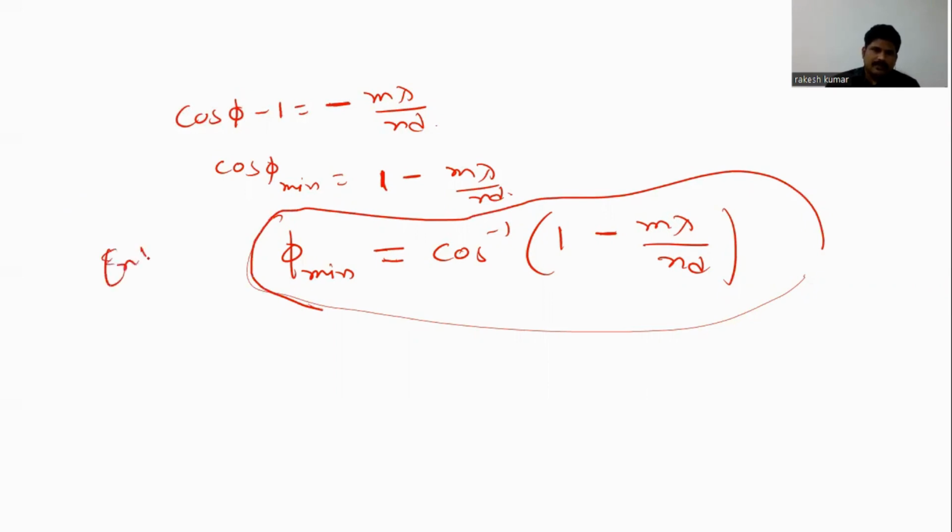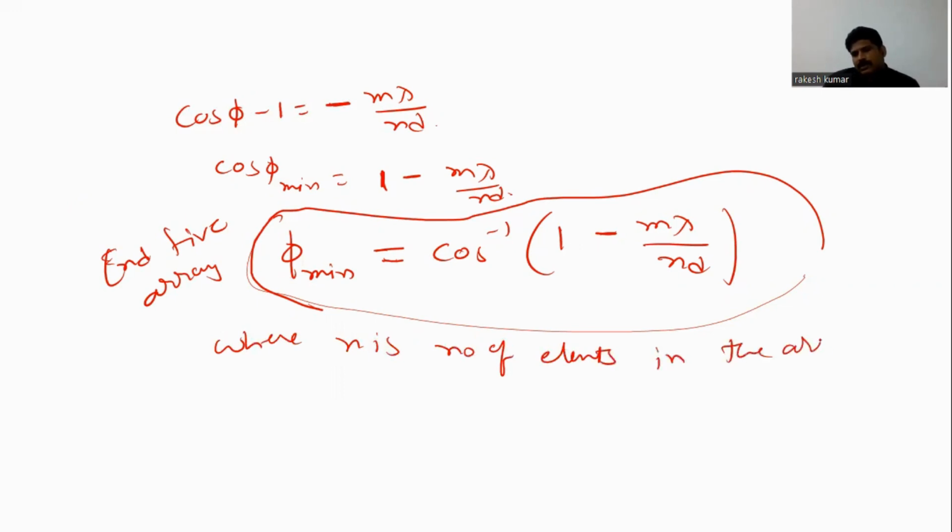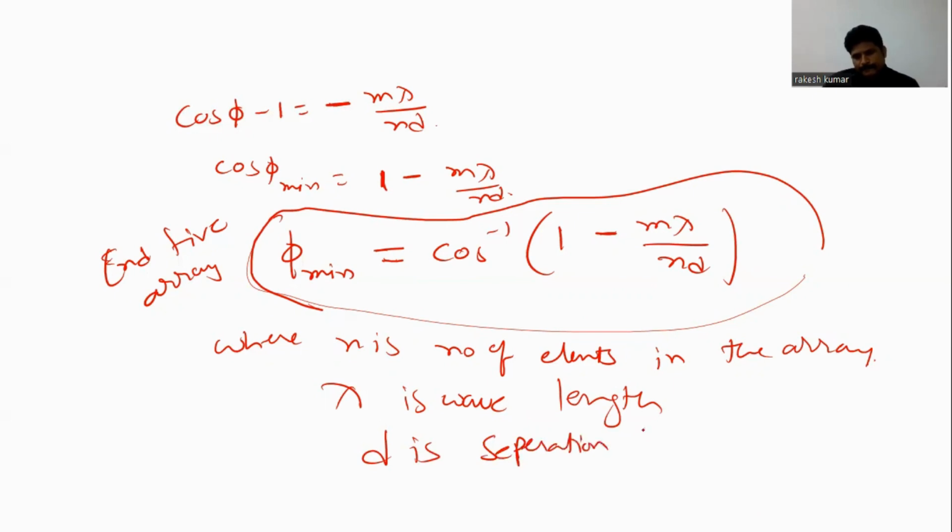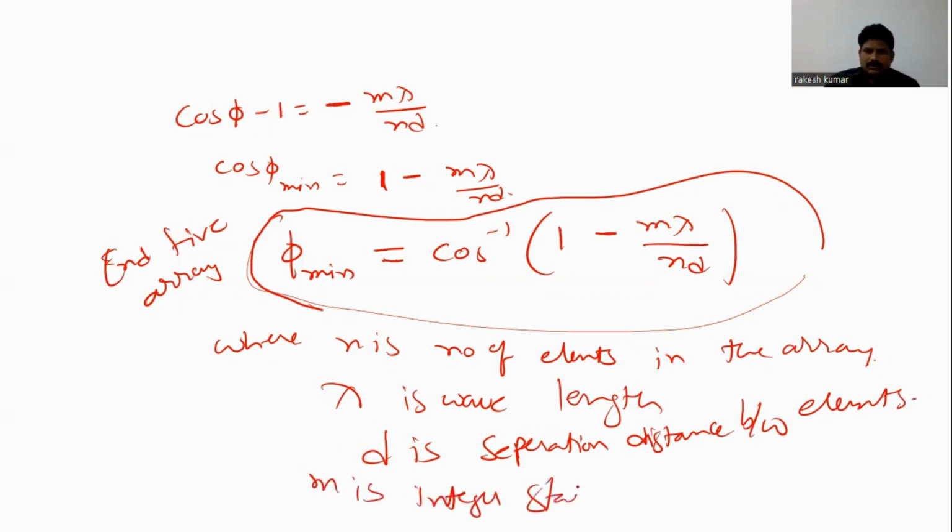Okay, so for an Endfire array, phi minimum is equal to cos inverse of 1 minus m lambda by n d, where n is number of elements in the array, lambda is wavelength, d is separation distance between elements, and m is an integer value starting from 1, 2, 3, and so on.